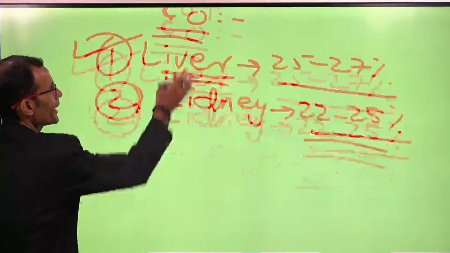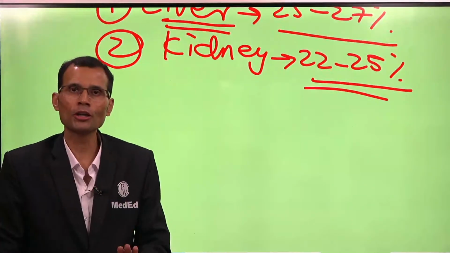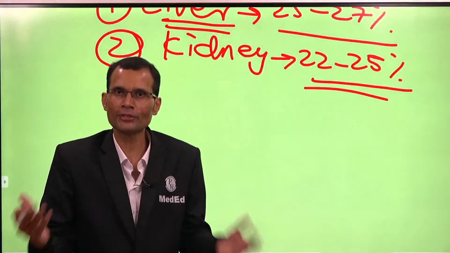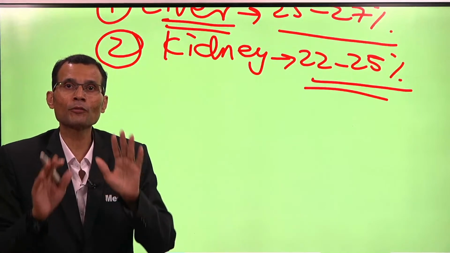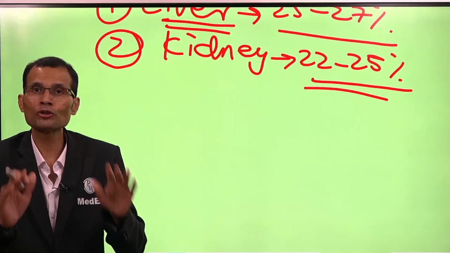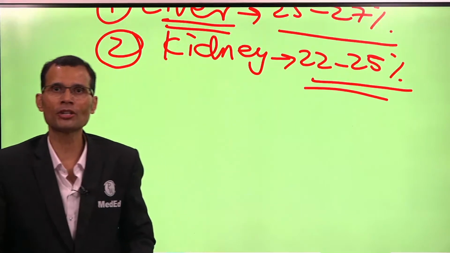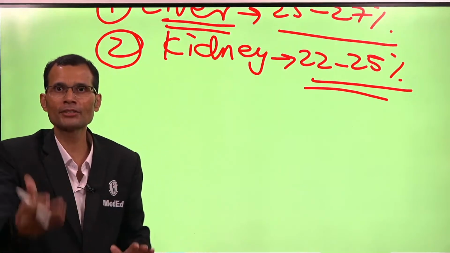So the next one is from the perspective of the tissue or organ. Understand what I am trying to say. The first one I just told you was the perspective of the cardiac output: if the cardiac output is 5 liters, how much goes to which organ. That was the perspective, and in that the best is liver, second best is kidney.